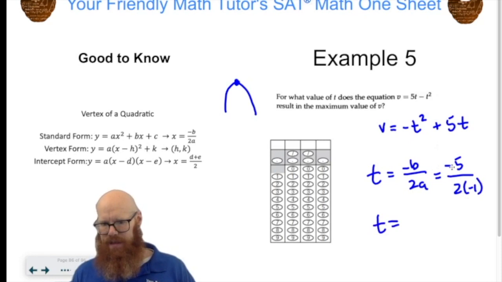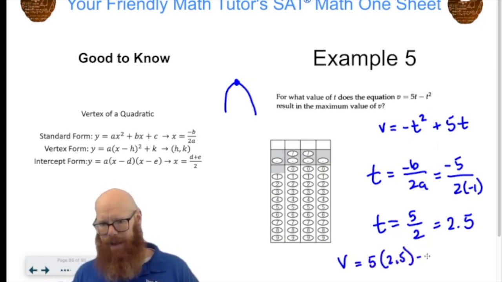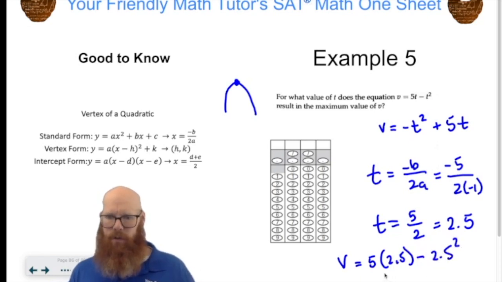So this is negative 5 over negative 2, which is 5 over 2, or 2.5. So then to get the maximum value of v, we're going to do 5 times 2.5 minus 2.5 squared. So 5 times 2.5 is, I'm blanking on that one, 12.5?